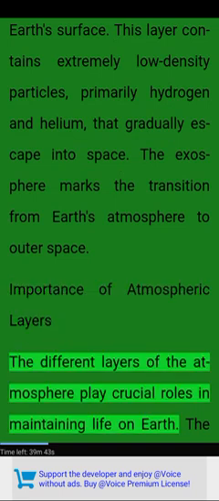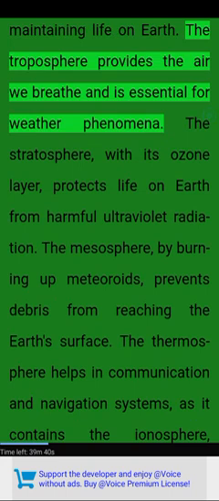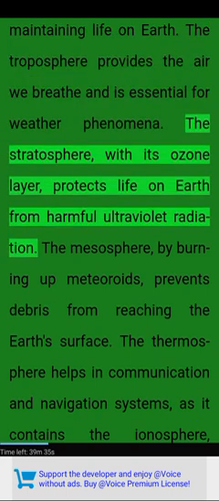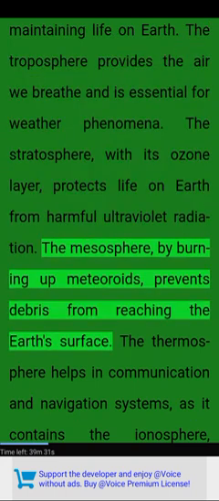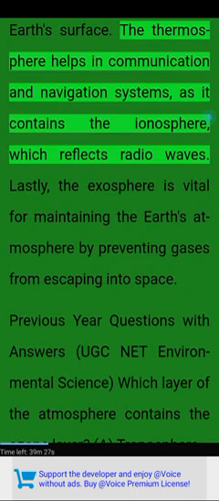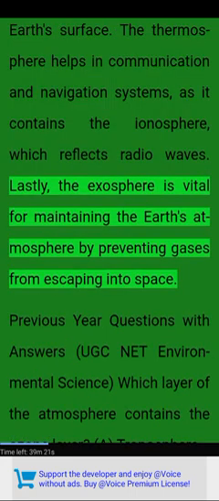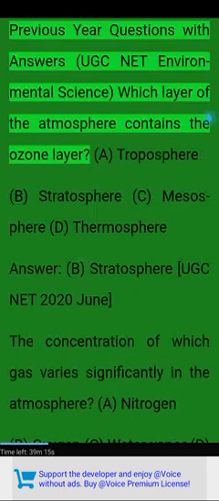Importance of atmospheric layers. The different layers of the atmosphere play crucial roles in maintaining life on Earth. The troposphere provides the air we breathe and is essential for weather phenomena. The stratosphere, with its ozone layer, protects life on Earth from harmful ultraviolet radiation. The mesosphere, by burning up meteoroids, prevents debris from reaching the Earth's surface. The thermosphere helps in communication and navigation systems, as it contains the ionosphere, which reflects radio waves. Lastly, the exosphere is vital for maintaining the Earth's atmosphere by preventing gases from escaping into space.